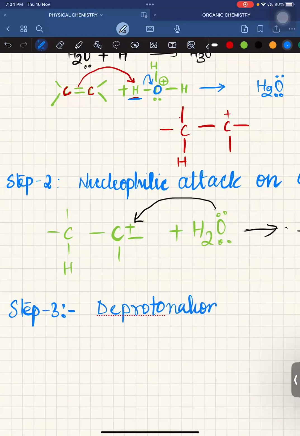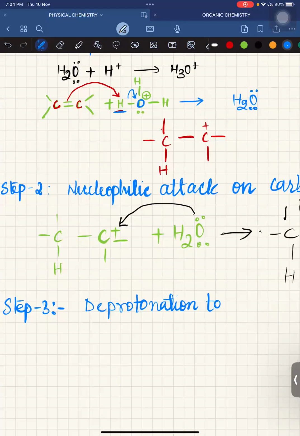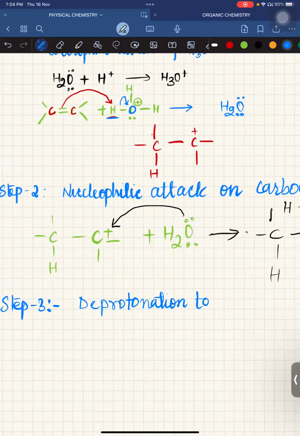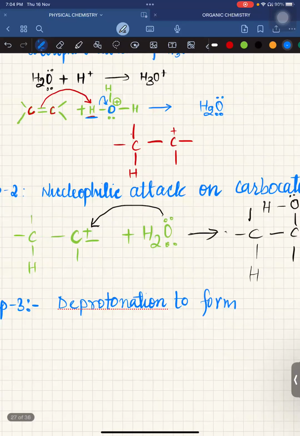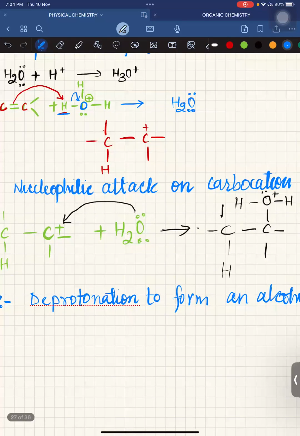Deprotonation to form an alcohol. Deprotonation to form an alcohol. That means this one, I'm again going to use this.